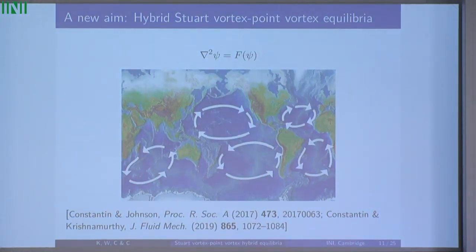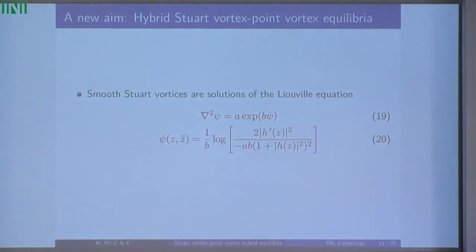And so Adrian's question was, is there any way to combine these Stuart vortices with point vortices? Initially we were thinking, I don't know, maybe there is some small vortex that's doing something inside the gyre or something like that. But that's the sort of motivation for why we are considering these hybrid type solutions. Okay, so these are the smooth solutions.